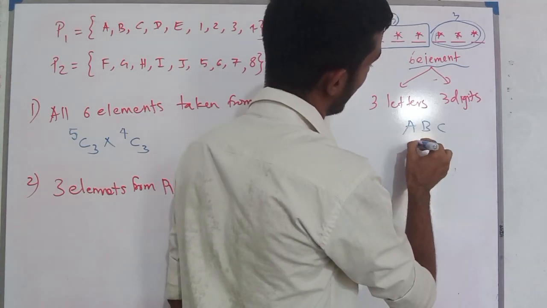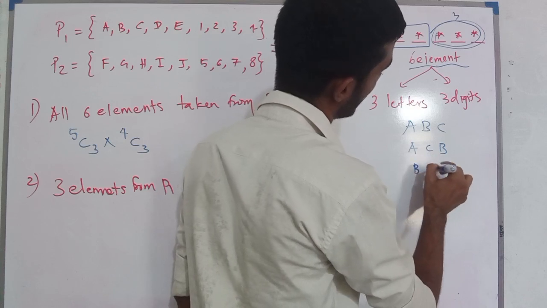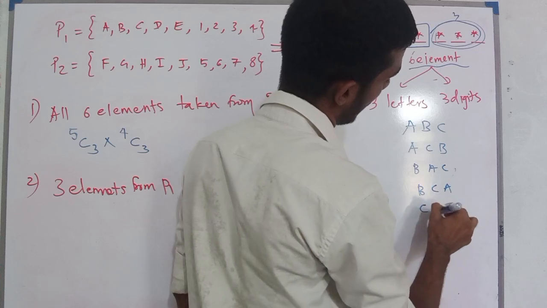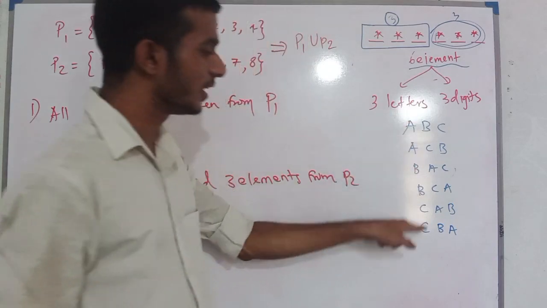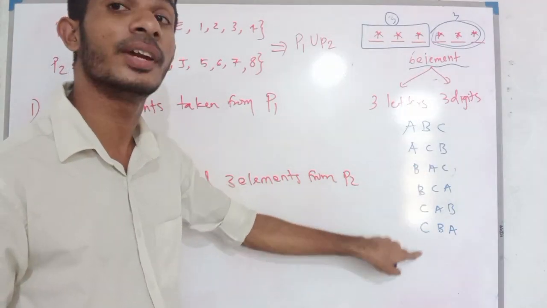ABC, ACB, right? And BAC, BCA, CAB, CBA. Now, by shuffling these three letters, I can make six different passwords.